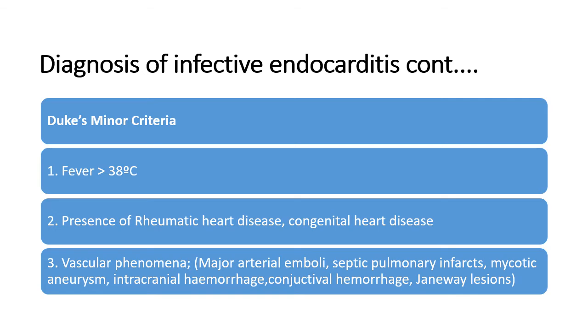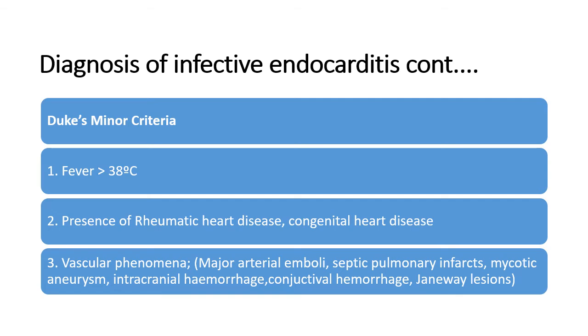Minor criteria are found from clinical history and the other lab investigation. Of course, presence of fever. Presence of fever is a minor criterion. We say the patient with infective endocarditis does present with fever. Presence of rheumatic valvular disease or congenital heart disease. We say the valvular heart disease and other congenital disease put the patient at risk of having infective endocarditis. So they form minor criteria.